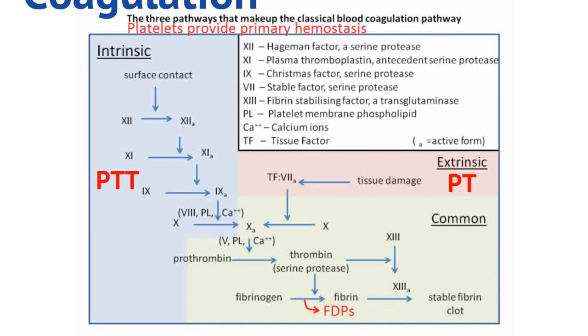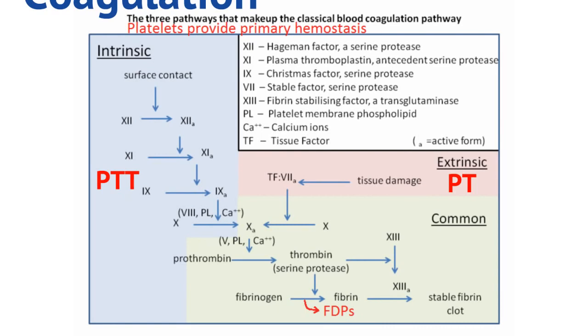Coagulation is split up into primary hemostasis and secondary hemostasis. Primary hemostasis is when there's damage to tissue or blood vessels, and platelets stick to this damage, creating a primary clot. The clot is strengthened by secondary hemostasis, and this involves the intrinsic, the extrinsic, and the common pathway.